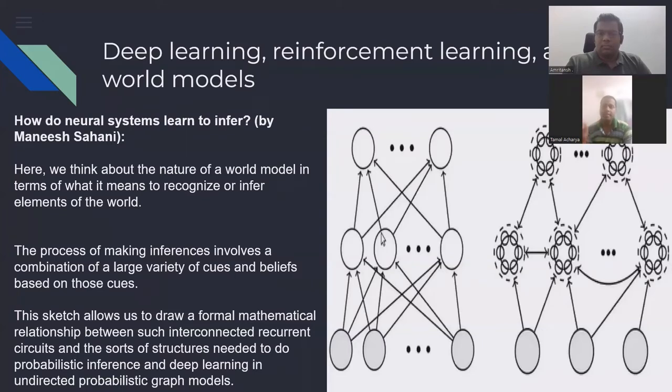Using this conceptual sketch, we try to connect things, with the nodes connected in a reciprocal manner. All the nodes are connected to each other, which means you can go from one node to another; this event can cause that event. Everything is connected. This is how neural networks learn to infer: they try to find hidden patterns, and then infer something out of them. Now, if we move on.